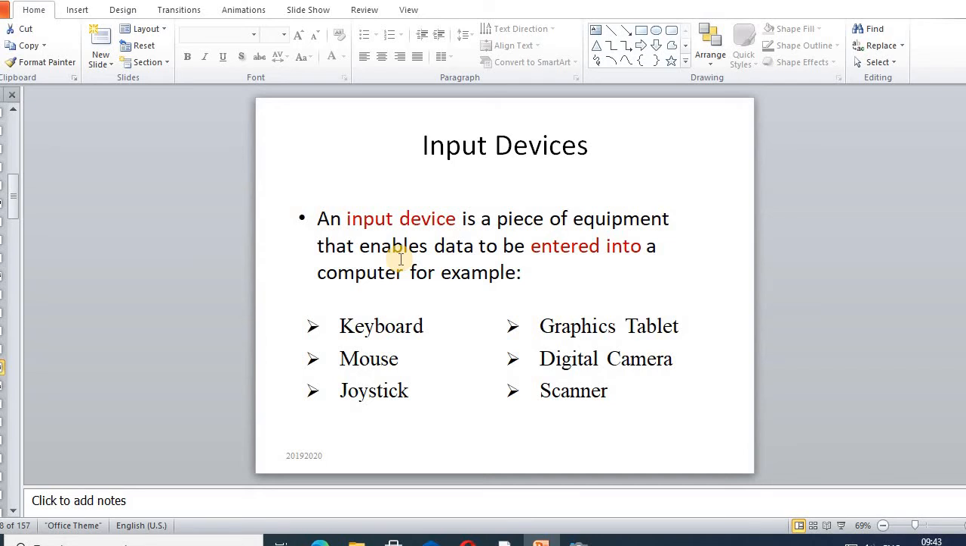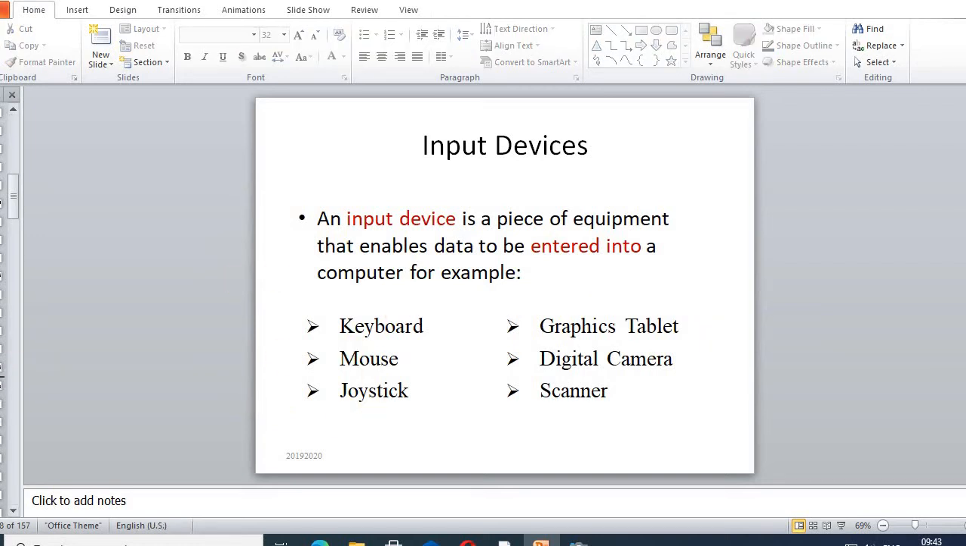So what are the input devices? There are so many of them. An input device is a piece of equipment that enables data to be entered into a computer. For example, we have a keyboard, a mouse, a joystick, graphics tablets, digital cameras, and scanners. These are all input devices. All of these are examples of input devices. So these are the ones that we are talking about.